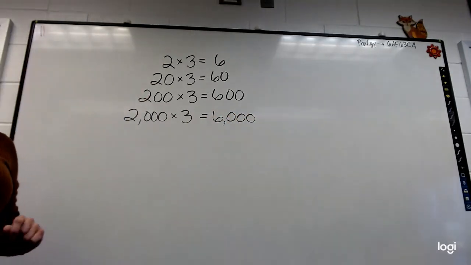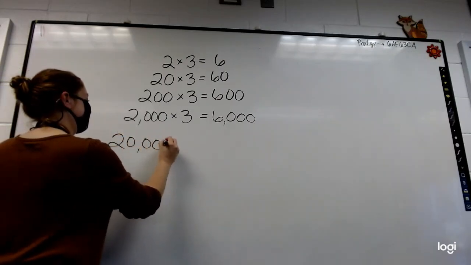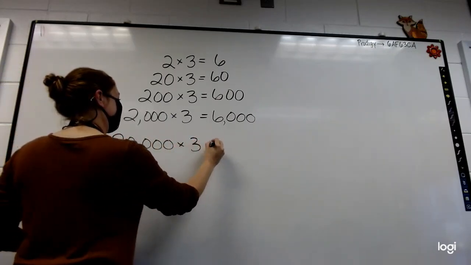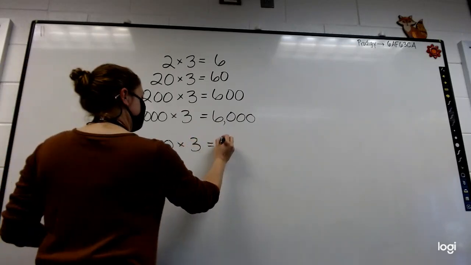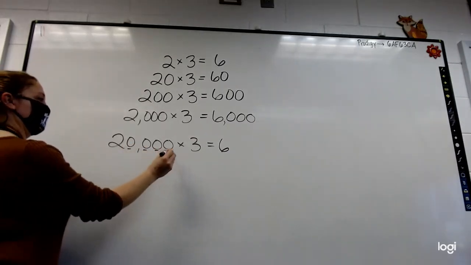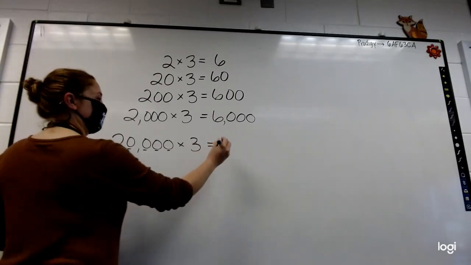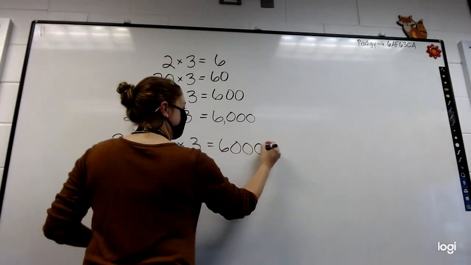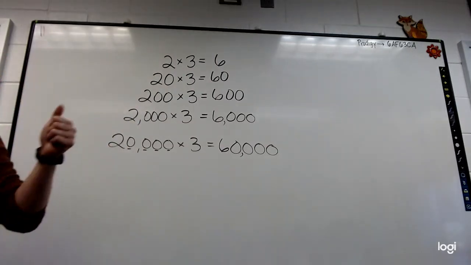Let's try an even bigger one. Let's try 20,000 times 3. We know 2 times 3 is going to be a 6. Now, how many zeros? 1, 2, 3, 4. Angie, how many do I need to add to the end? 4. Look, now you have to add 4 zeros. So far, so good? Yeah.